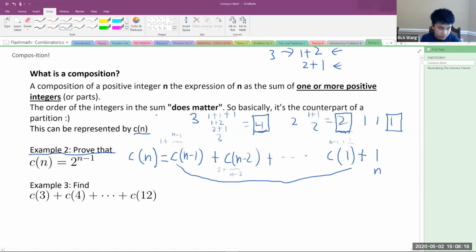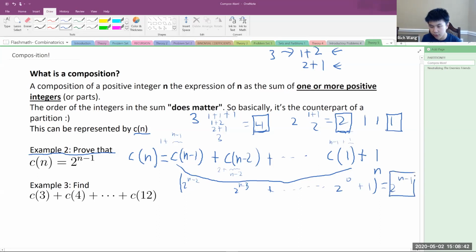So now from here, if we assume that all of these follow the pattern, then we know that C of n minus 1 is equal to 2 to the n minus 2, this is equal to 2 to the n minus 3, all the way up to 2 to the 0, plus 1. And now if we notice, this is just a very simple, classic pattern, and we can see that this is equal to 2 to the n minus 1.